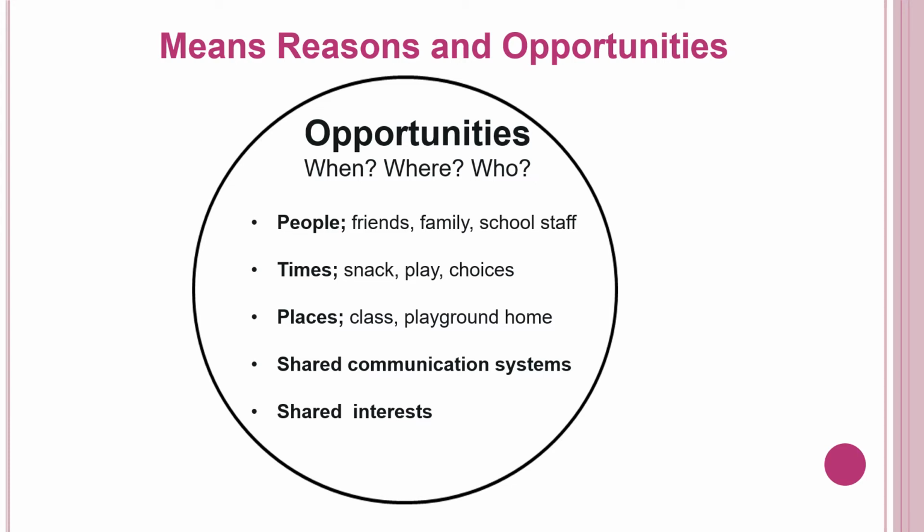The final part of the model is opportunities to communicate. This includes having a range of different people, times and places, a shared communication system, and shared interests. Children with communication difficulties often have a restricted range of people that they can communicate with. These could include their immediate family and a limited number of staff and peers in school. Imagine for a moment only being able to communicate successfully with one or two people in our lives, and how frustrating this would be, especially if those people aren't around.